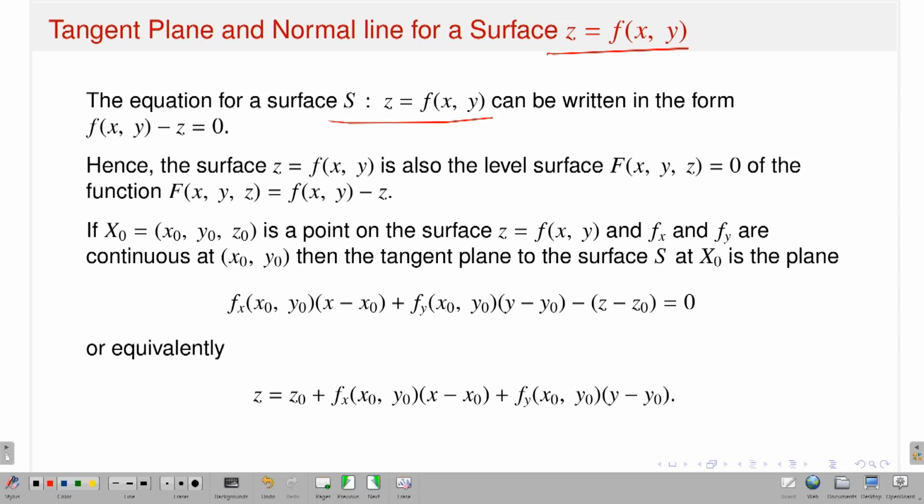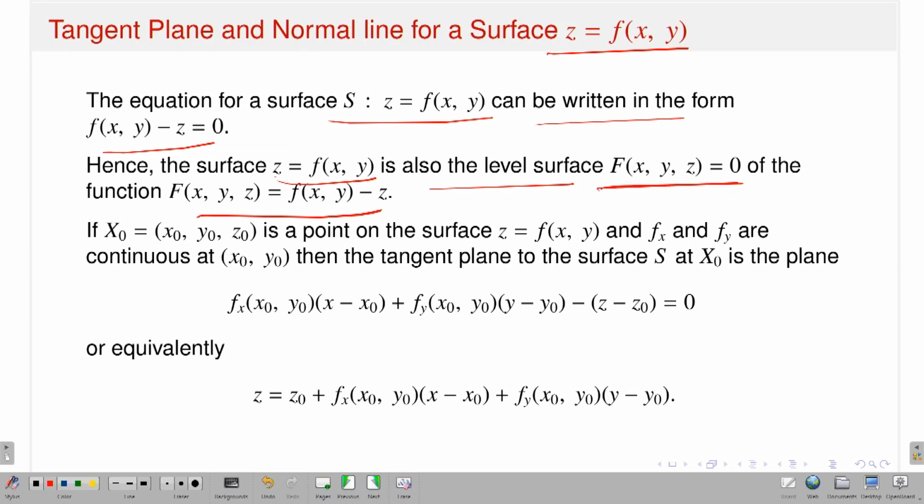So now I want to write this surface as a level surface. What I am doing is, that can be written in the form f of x, y minus z is equal to 0. So therefore the surface z is equal to f of x, y is also the level surface capital F of x, y, z is equal to 0, where capital F is a function given by this. So z is equal to f of x, y is given, take z minus f of x, y is 0, so write that as capital F of x, y, z is equal to 0. This is the level surface of the function capital F, and my capital F is nothing but f of x, y minus z.